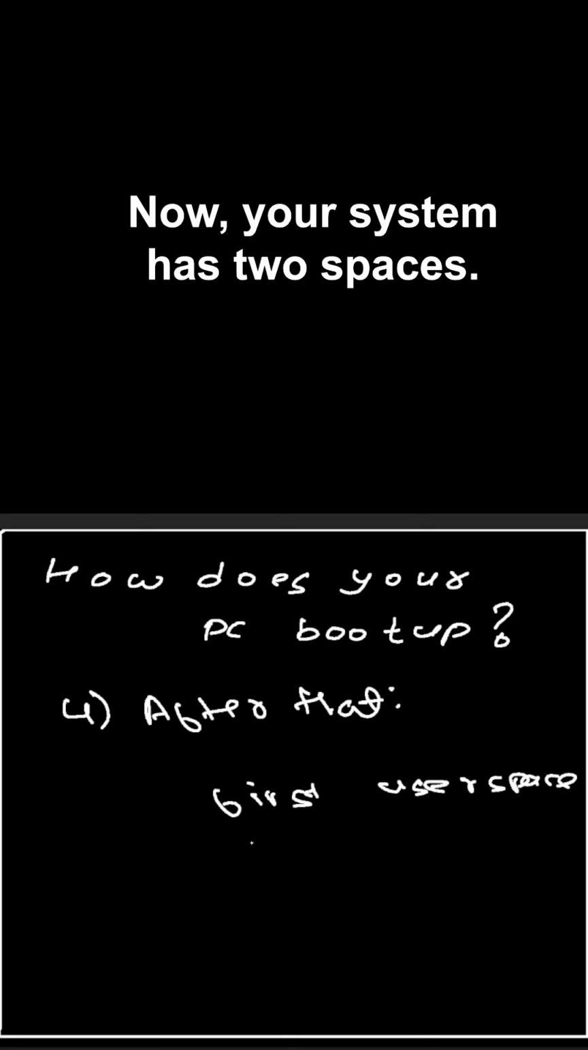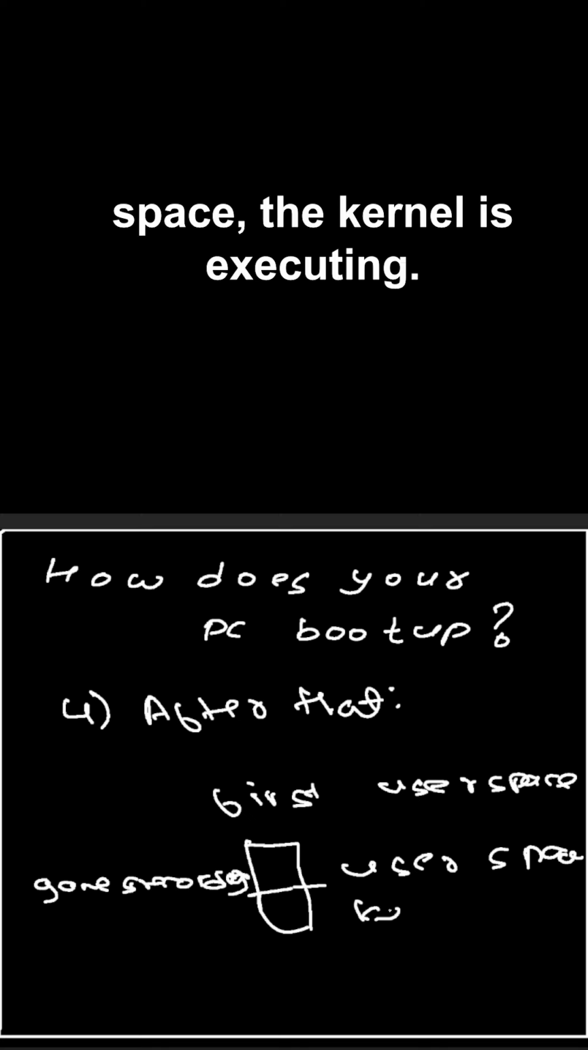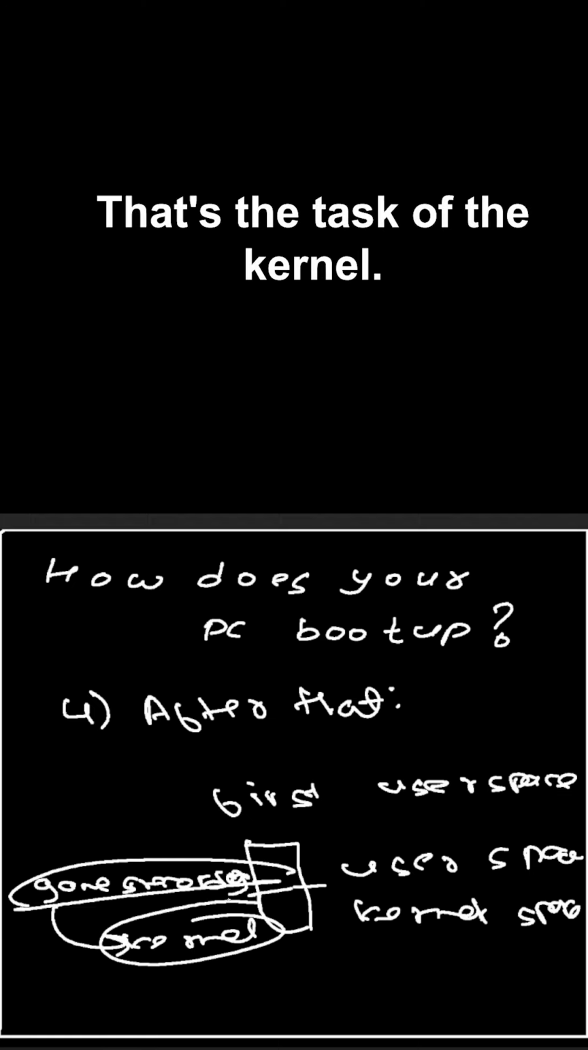Okay, now your system has two spaces. One is the user space, where all your applications, games, and recording software run, and the other is the kernel space, where the kernel is executing. Now, these applications access the lower level hardware by making a system call to the kernel. Okay, that's the task of the kernel.